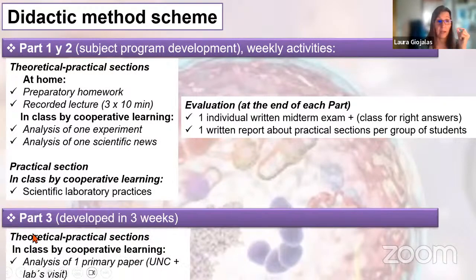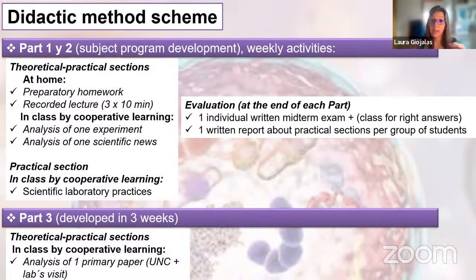We then ask them, for 3 weeks, to analyze a whole primary paper in groups by cooperative learning. This primary paper we choose from researchers of our university. So this gives the student the possibility to visit the lab. And this is a very exciting experience for them because they can know the real scientists and not just the name that is printed on the top sheet of the paper.